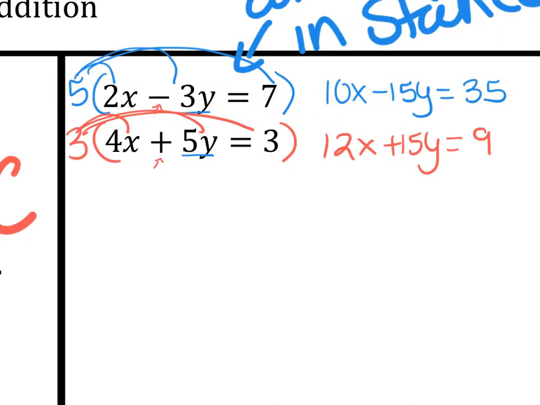Okay, so again, we did this in order to get the y's to cancel out. If you wanted the x's to cancel out, you could just multiply this top equation by negative 2. Then you'd have negative 4x plus 4x, which would be 0. So either way works.